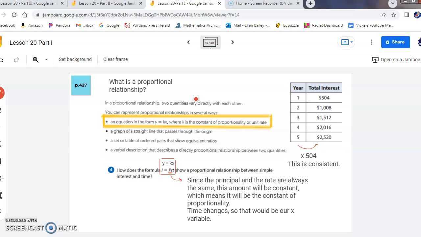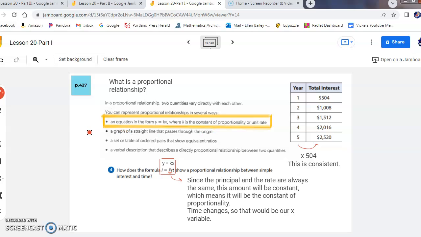So here's why we've been talking about this. Number 4 says, how does the formula I equals PRT show a proportional relationship between simple interest and time? This is a tough question. What I have here is just a review of what makes a relationship proportional. And the one I want you to focus on is right here, that the formula would be in the form of y equals k times x, where k is the constant of proportionality or unit rate.